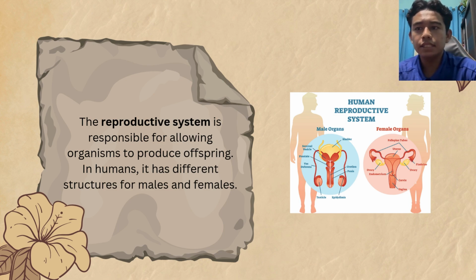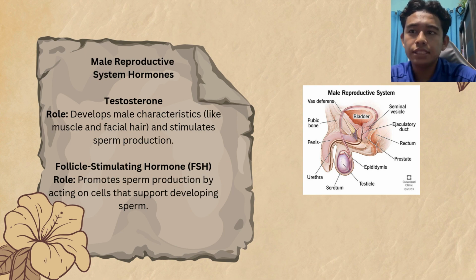Next, let's see the reproductive system. The reproductive system is responsible for allowing organisms to produce offspring. In humans, it has different structures for male and female. So first, let's see the male reproductive system hormones. First, testosterone. Role: develops male characteristics like muscle and facial hair and stimulates sperm production.